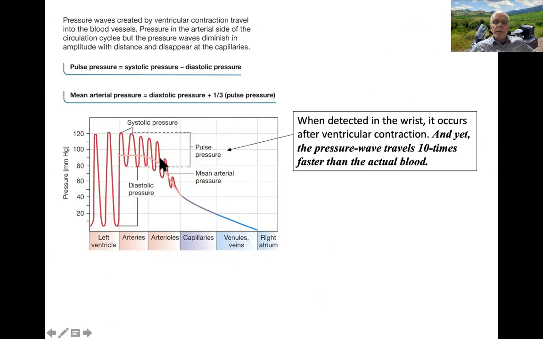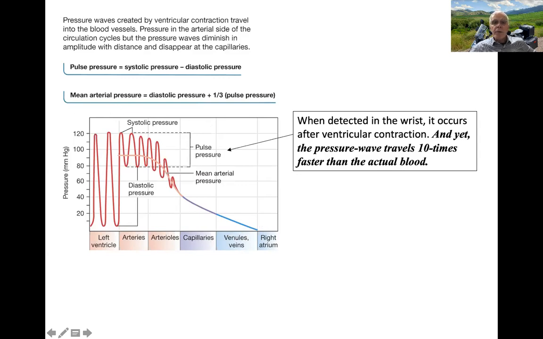Something I want to point out about this pulse pressure. The actual pulse pressure refers to the pressures in millimeters of mercury pressure. There is also a pulse pressure wave that moves through the vascular system, and it moves much faster than does the actual velocity of the blood.